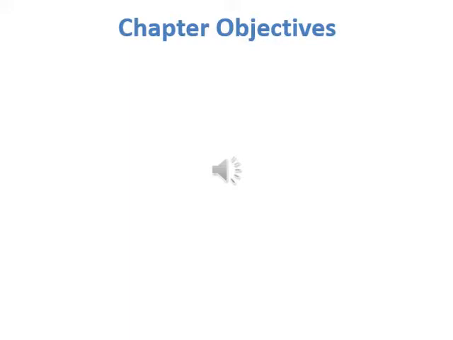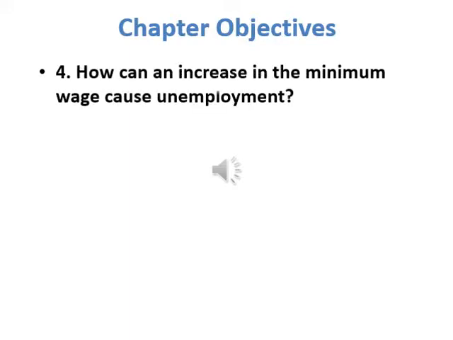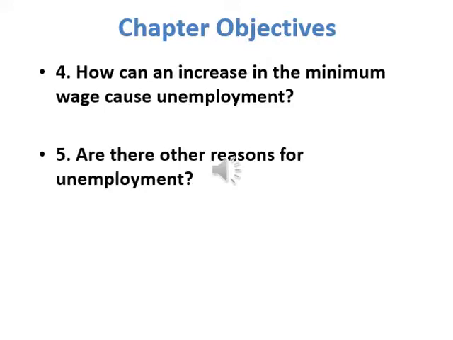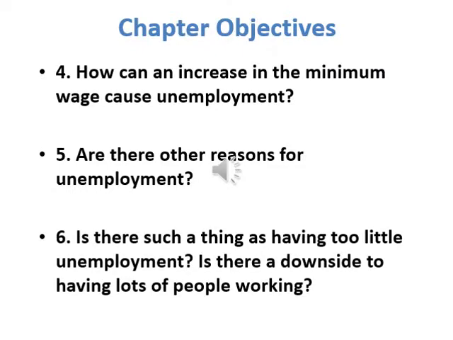Chapter Objectives. 4. How can an increase in the minimum wage cause unemployment? 5. Are there other reasons for unemployment? 6. Is there such a thing as having too little unemployment? Is there a downside to having lots of people working?